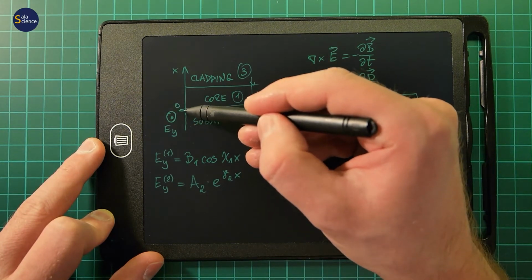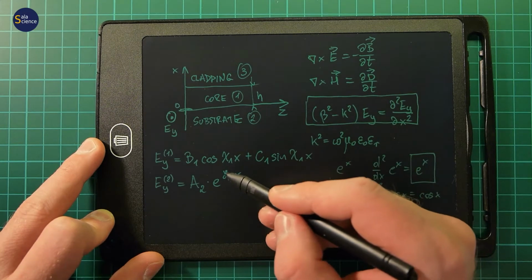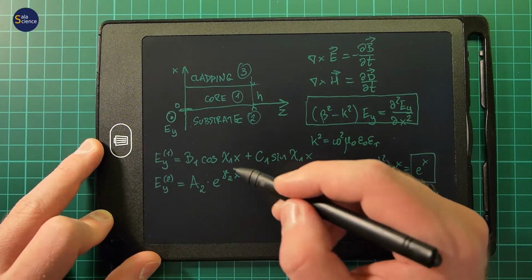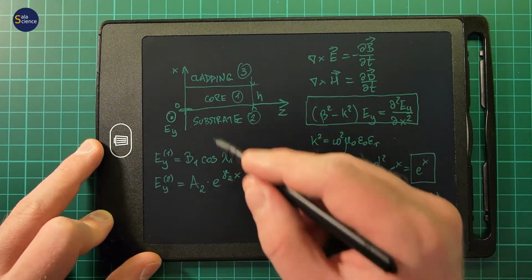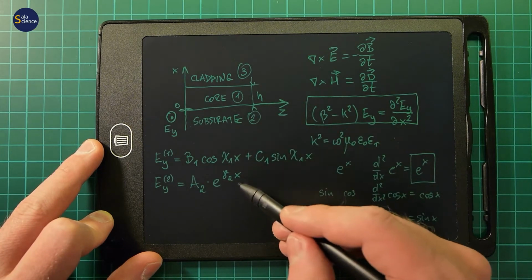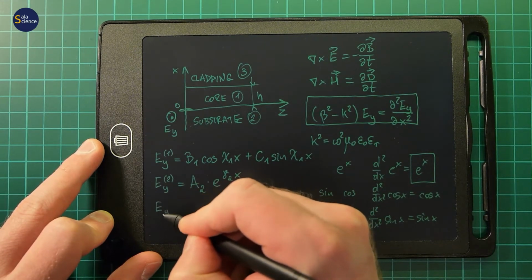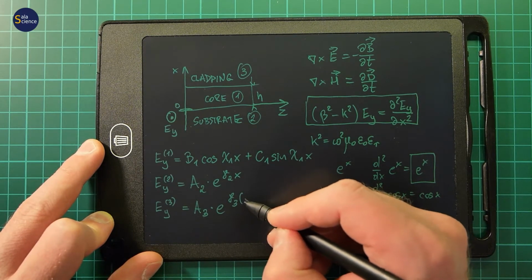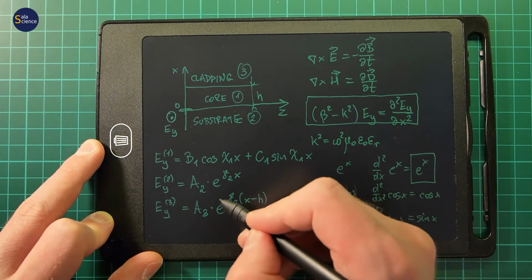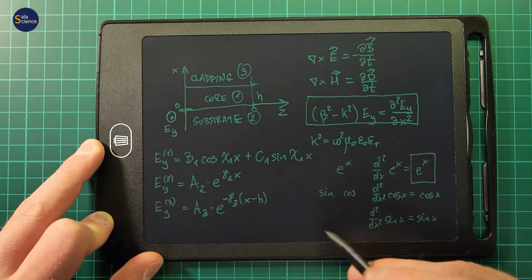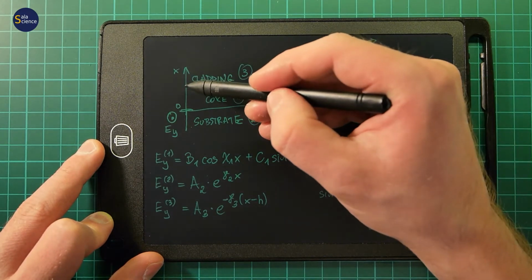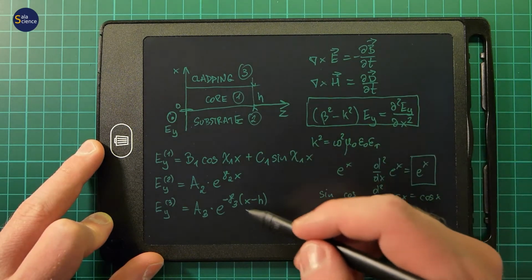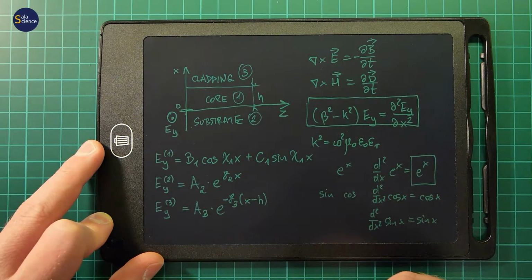In this region, in substrate, x is negative, so we have gamma 2, which is positive, times x, which is negative, so it will be e to the power of some negative number, so it will decrease while we decrease the x. And in the third region, we have a3 e to the power of minus gamma 3 (x minus h), but this time we have to put minus here because x minus h is positive. So in order to have a decreasing electric field in the cladding, this must be negative.